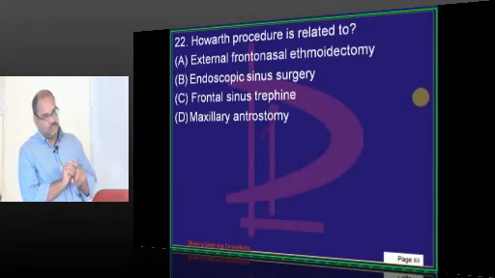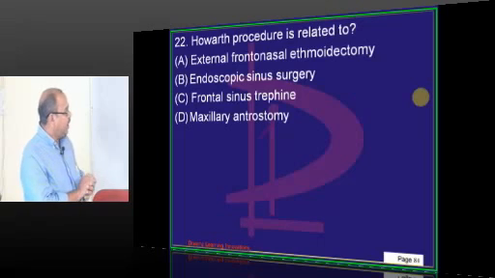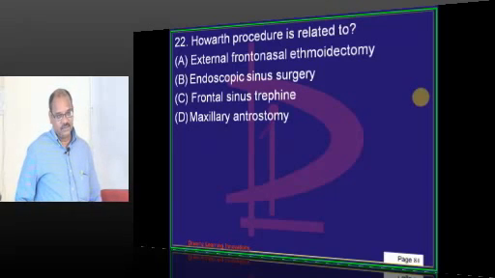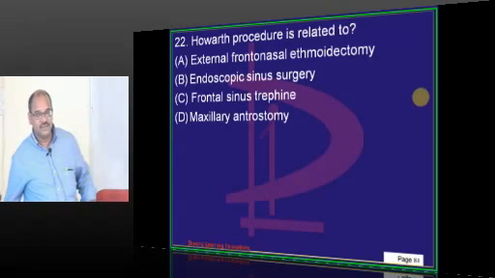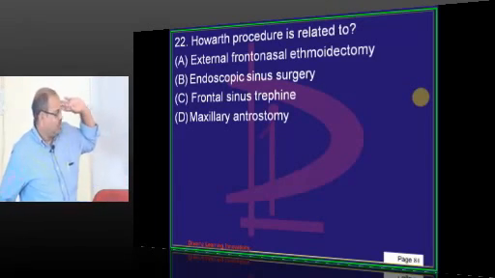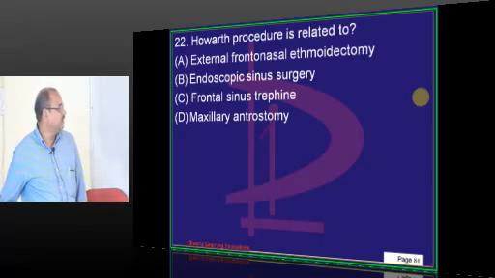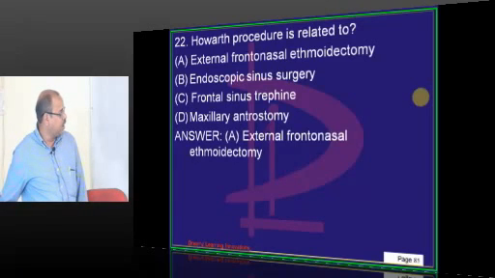Howarth procedure is related to external frontonasal ethmoidectomy, endoscopic sinus surgery, frontal sinus trephine, maxillary antrostomy. Howarth procedure. Any idea? Endoscopic sinus surgery you can rule out. Maxillary antrostomy, what do you call that procedure? Okay, we'll come to that later. Answer is external frontonasal ethmoidectomy.